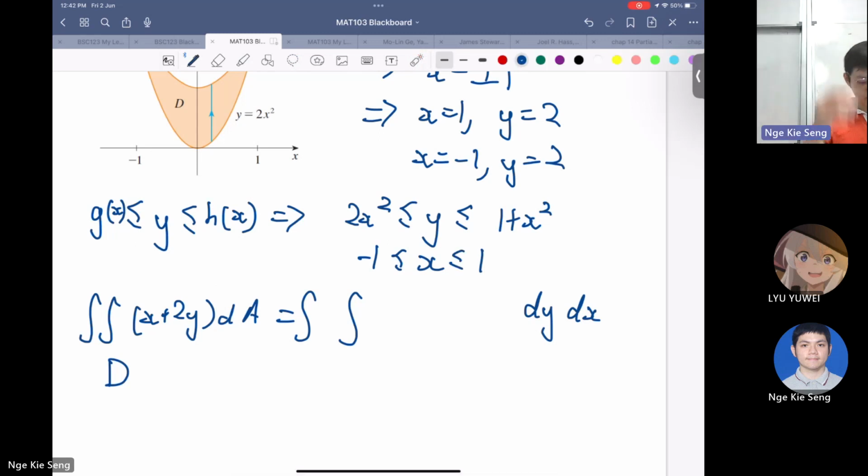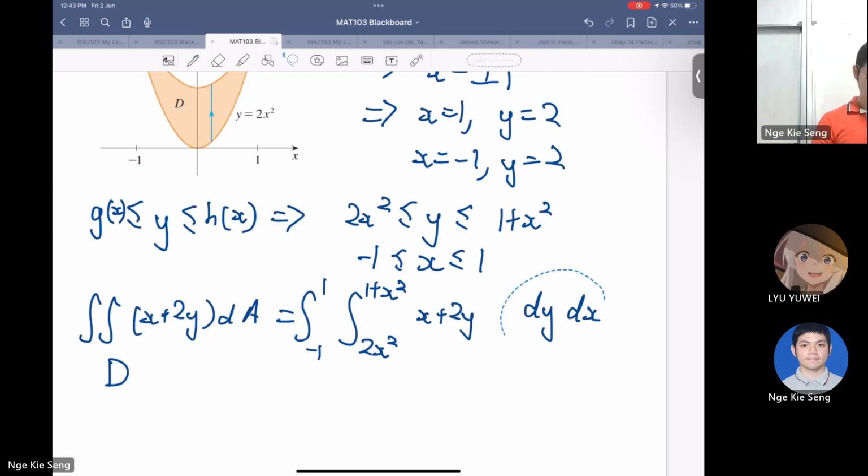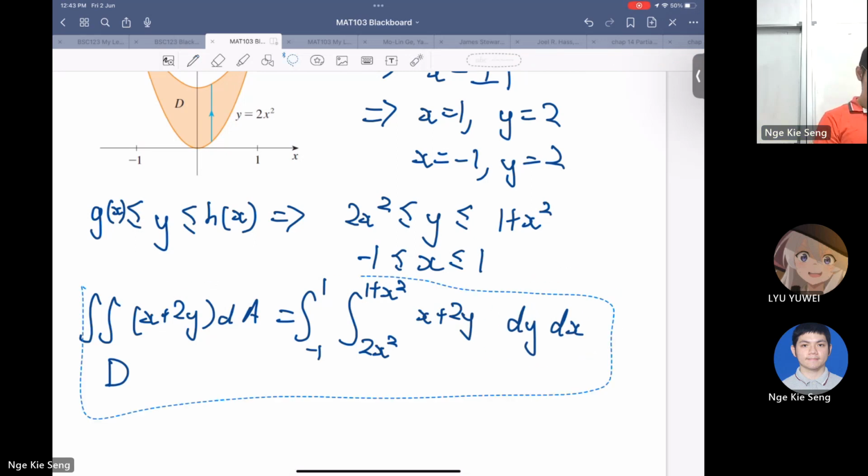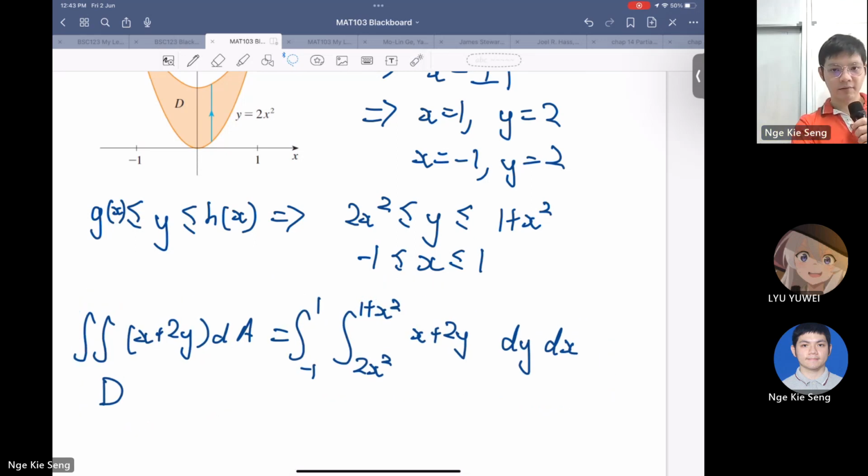So how do we rearrange this? Because x is just a constant function, we will put the constant function outside, and then we do the variable function inside, of x plus 2y. All right, so what's this integral here?